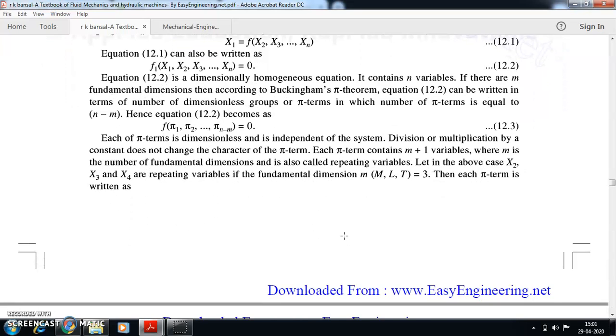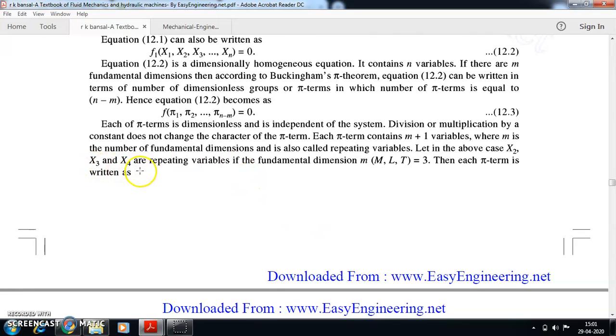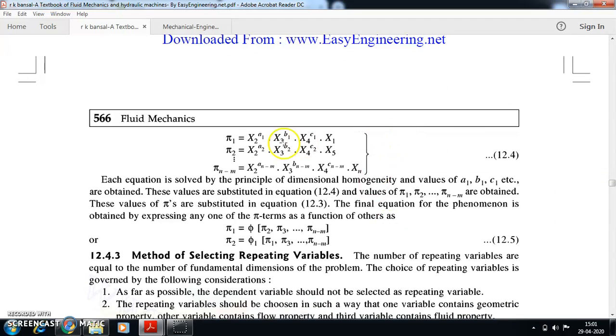Let in the above case x2, x3, x4 be the repeating variables. If the number of fundamental dimensions, that is M, L, T, small m, is 3, then you can write each and every pi term, from pi 1 till pi n minus m, like this. It is x2 to the power of a1, x3 to the power of b1, x4 to the power of c1, into x1. Similarly, x2 to the power of a2, x3 to the power of b2, x4 to the power of c2, and so on. The powers are varied accordingly with respect to the terms, till n minus m. From x1 till xn, you can continue.